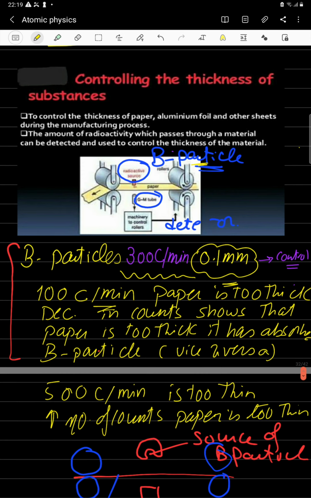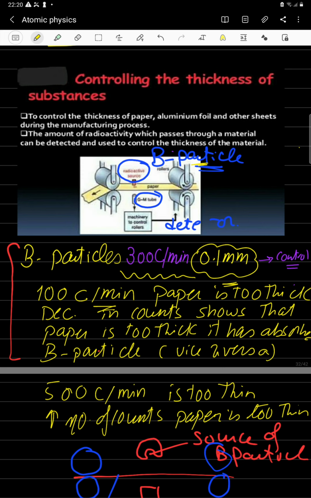Now, why do we use beta particle here? Why is beta particle the correct choice for the radiation to be used? If we use the alpha particle, what do you expect to happen? Do you expect any of the alpha particles to reach the Geiger-Müller tube? No, that's right. Why is that? Because all alpha particles will be absorbed by the paper, because they don't pass through the paper. So there will be no reading detected by the Geiger-Müller tube.